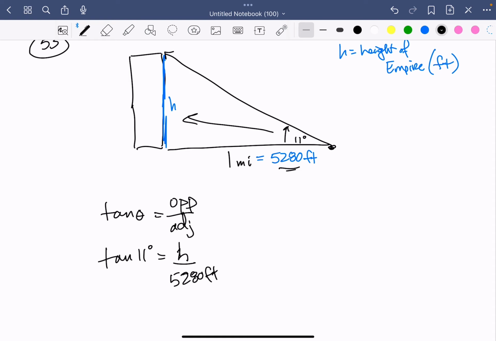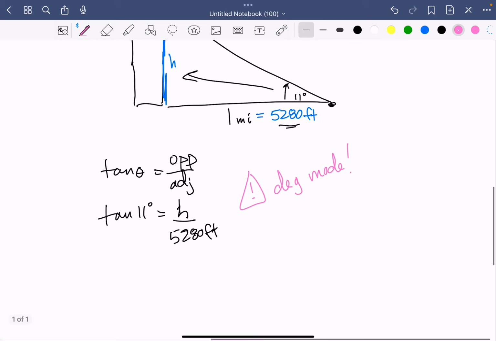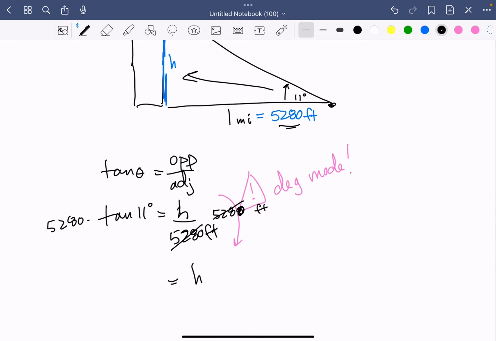So there you go. Now, right now, we're going to put a big old caution. Make sure that you are now in degree mode, because if you evaluate and you're not in degree mode before you finish out this problem, you will screw that up. So now we're going to multiply both sides by 5,280. That many feet, right? 5,280 feet. And we're going to get 5,280 feet times tangent of 11 degrees. And that's going to be our answer in feet.